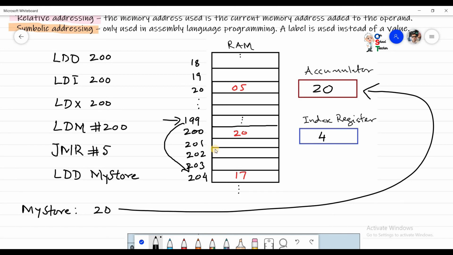So this is how different addressing modes are used. We have seen the example of load command only, but these addressing modes are used with other commands also. So when we will see the complete program of the assembly language and we will do programming, we will see these addressing modes in more detail.